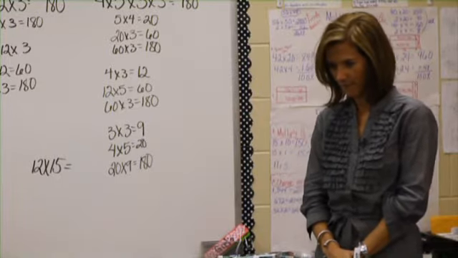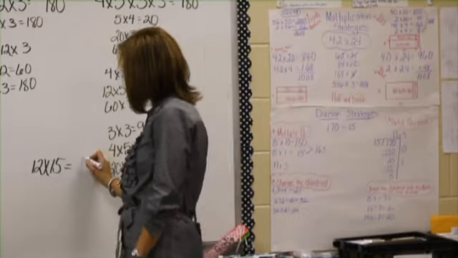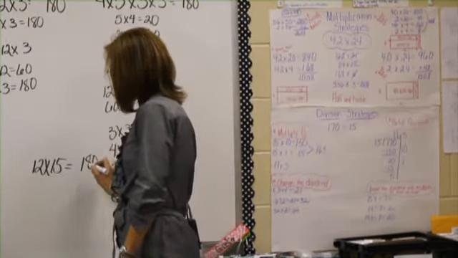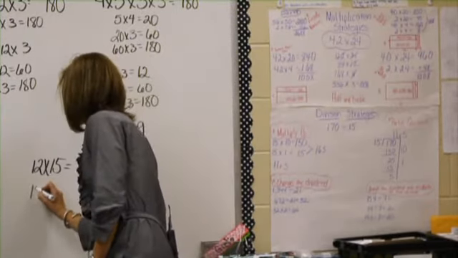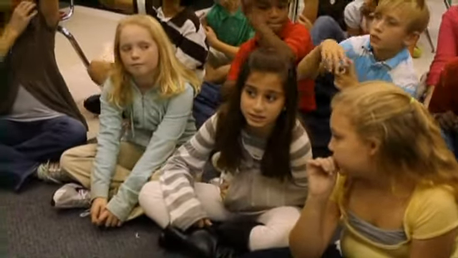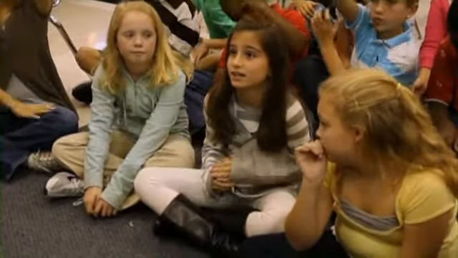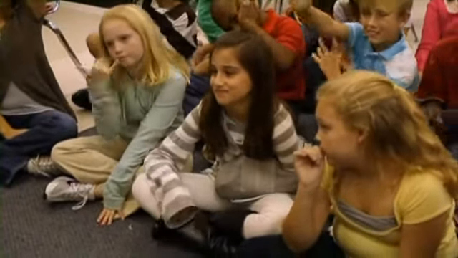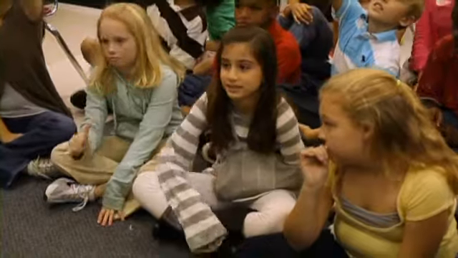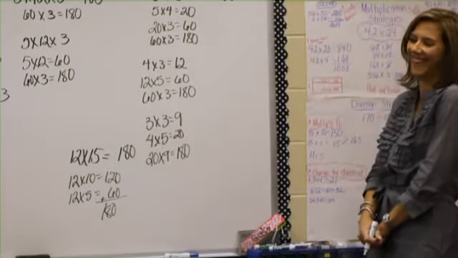Answers? Molly? 180. How did you know, Molly? I did 12 times 10 is 120. And then I did 12 times 5 is 60. And I added them together and it was 180. All right. I see that. I'm running out of room. Reagan. It's the 12 and the 15 from all the other problems.